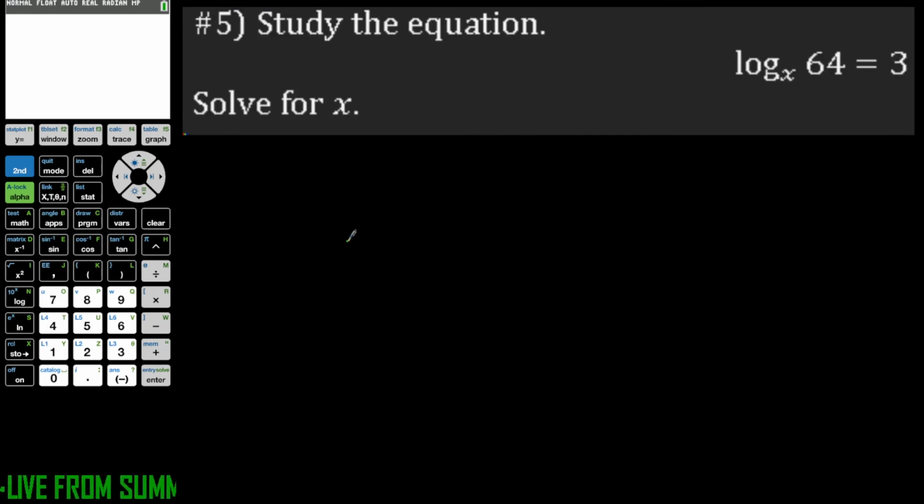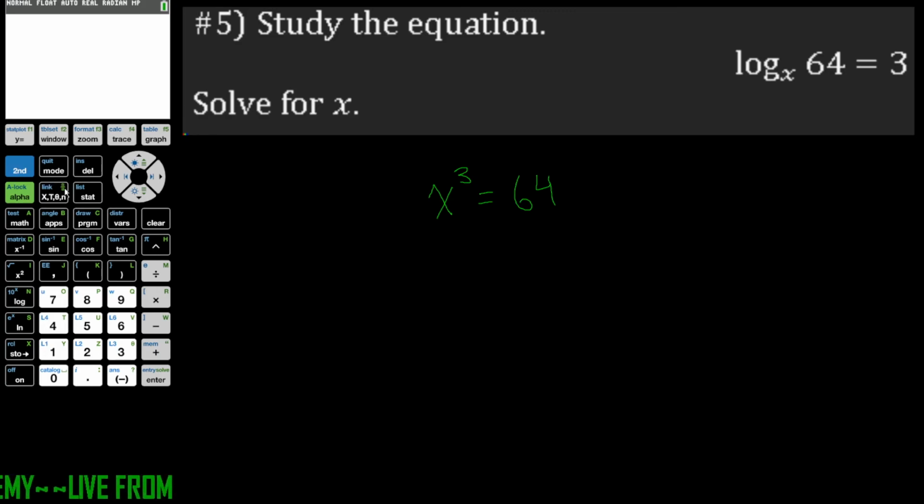For number 5, it says study the equation, and then it says solve for x. So now again, if you need to switch back and forth, make sure you do. So I can say something like this. If I need to write it as an exponential function, I certainly could. So we have x as our base, our power is 3, and so this is equal to 64. And if you're ever stuck, use that wonderful graphing calculator, which I already have up.